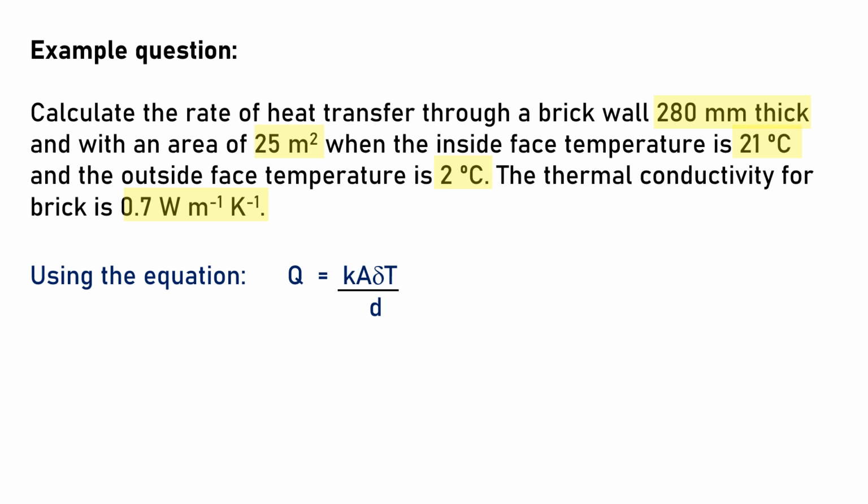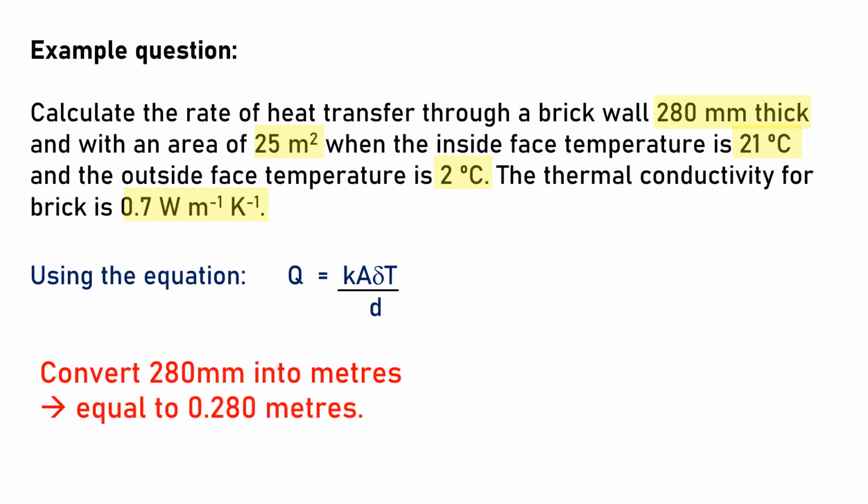So before we move on, we're going to do two things. Firstly, we're going to remember our method of remembering our equation, CAST D, K A delta T divided by D. The next thing we need to note is that they've already tried to throw us with the question. They've given us a thickness in millimeters rather than meters. Therefore, we need to convert the millimeters into meters. So converting 280 millimeters into meters, we get 0.28 meters.